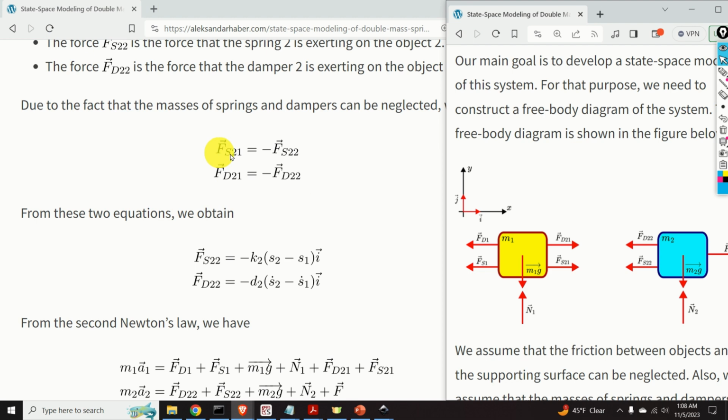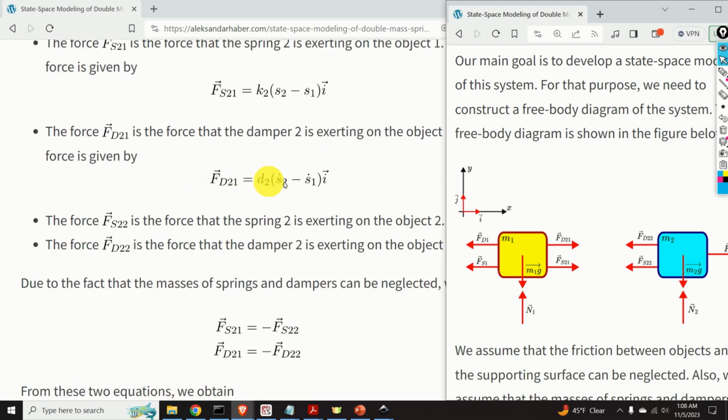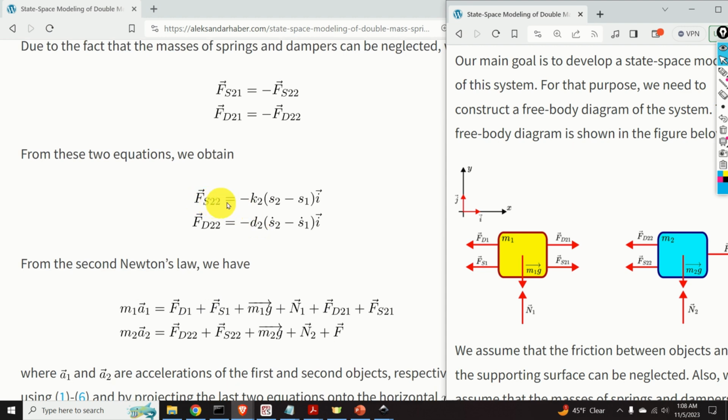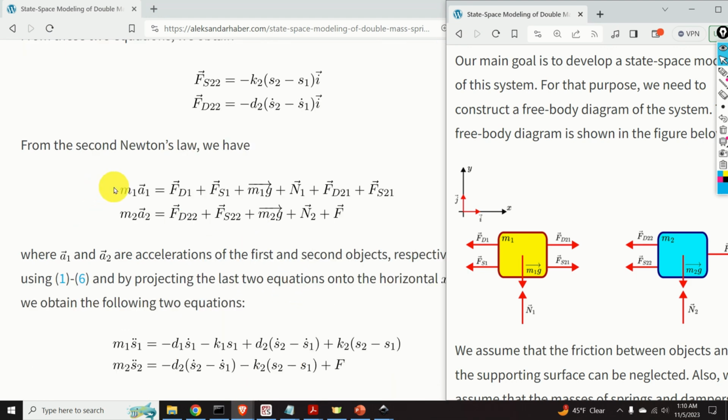By using these two equations and by using this equation and this equation, we can get the formulas for Fs22 and Fd22. Next, let's apply the second Newton's law. This equation represents the second Newton's law for the first object. Over here, a1 is the acceleration of the first object, and in words, mass of the object times the acceleration vector of that object is equal to the sum of all the forces acting on that object.